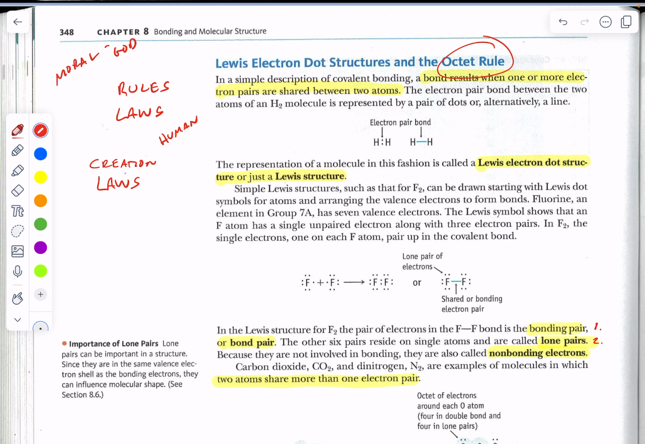And the octet rule may be reflecting a universal law. It may not. Now, we're going to learn that there are lots of exceptions to the octet rule, which shows us the limitations of this man-made observation or rule. It's not like nature is obligated to follow our rules. Nature is obligated to follow God's rules or laws that describe the operation of the universe.